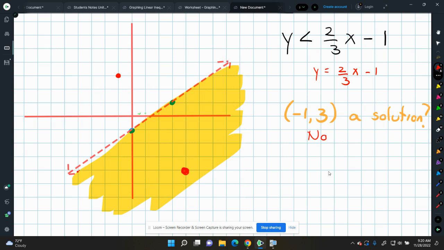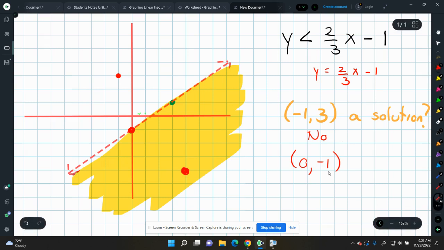How about the point 0, -1? Is that a solution right here? I mean, it's on the line. It's on the line, but it's a dotted line. So if it's on the line and the line is dotted, it is not a solution. But if it was a solid line and it fell on the line, then yes, it would be. This one's not. Correct. Okay, good. Let me do one more, and then we're going to do the new stuff.